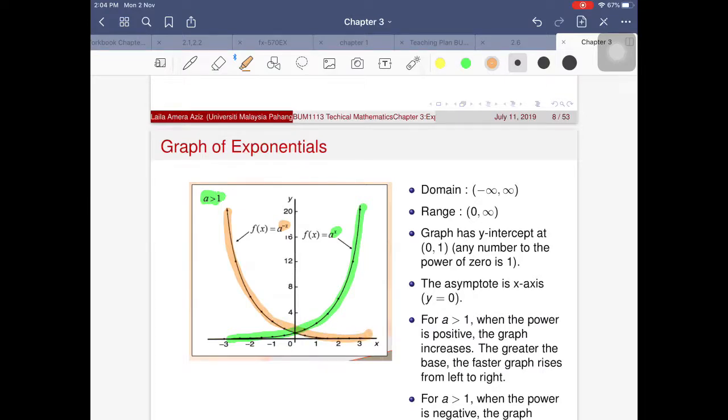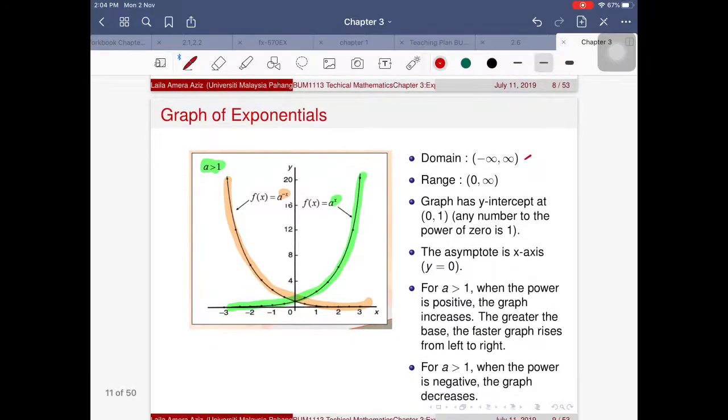So basically it's decreasing. And in terms of the domain and range, the domain is going to be from negative infinity to infinity, and the range will be from 0 to infinity, but 0 is not included because, if you have, for example, y equal a to the power of x, no matter what, if I have some number raised to the power of x, it will never become negative. Even a to the power of 0 is going to be 1.